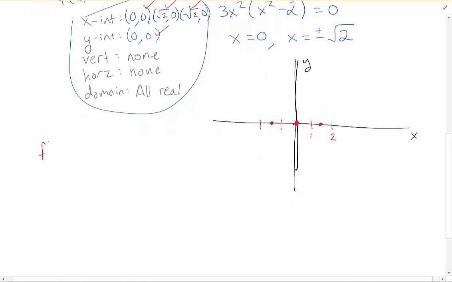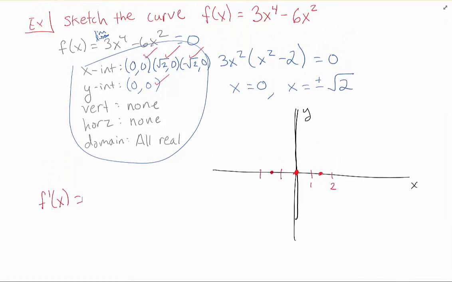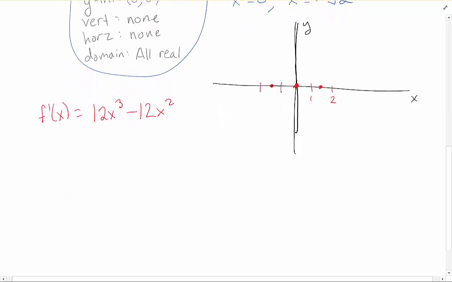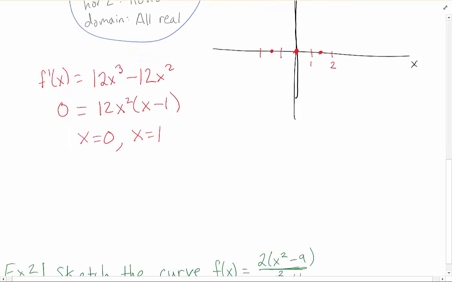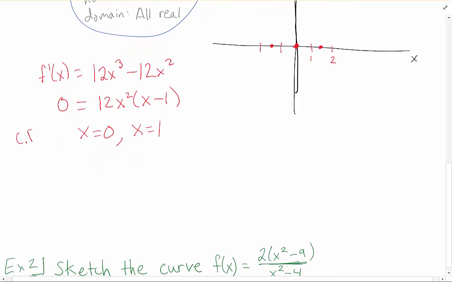Now we're going to get into the derivative. Our derivative will be 12x cubed minus 12x squared. Now we'll set that equal to 0. I'll factor out a 12x squared. That leaves me with x minus 1. So I get x equals 0 or x equals 1, and these are my critical points.